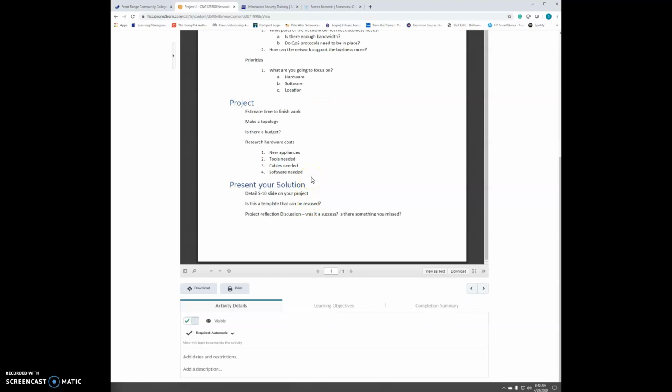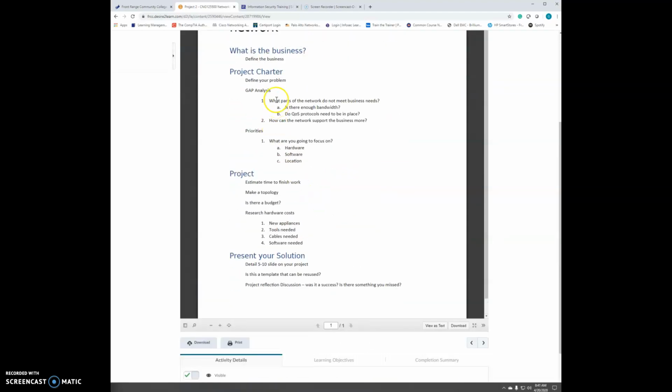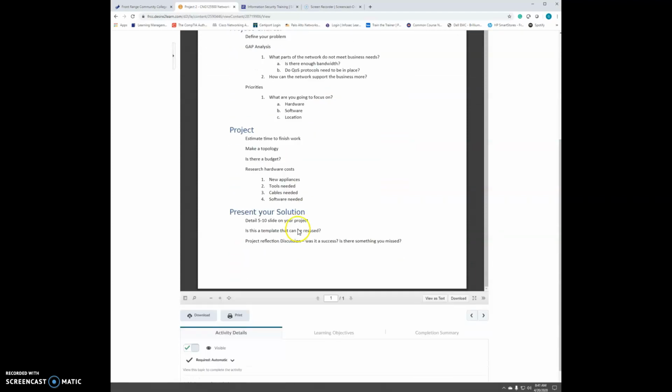Rolling back to 132 if you took it with me. Presentation: make sure you present your solution. Once again, 5 to 10 slides. If you do a slide on each one of the blue headings, you should have plenty of stuff to talk about. And is this a template that can be reused? Can it be a starting point for another small business here in?